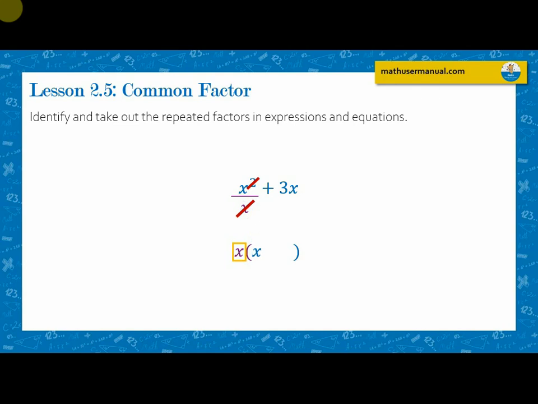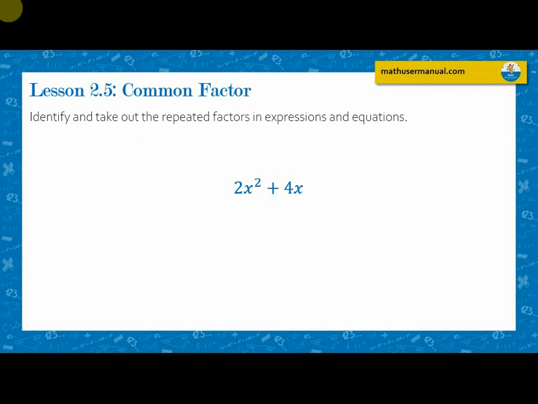And then in the second term, what do we have? We have a 3x. We divide it by x. The x's cancel in this case, leaving us with just the 3. So after taking a common factor, our expression looks like this. An x outside of the parenthesis multiplying the parenthesis, and on the inside we get x plus 3.